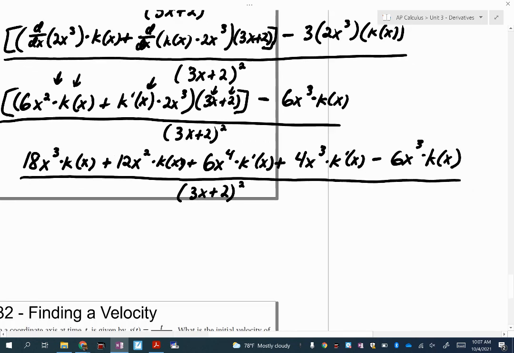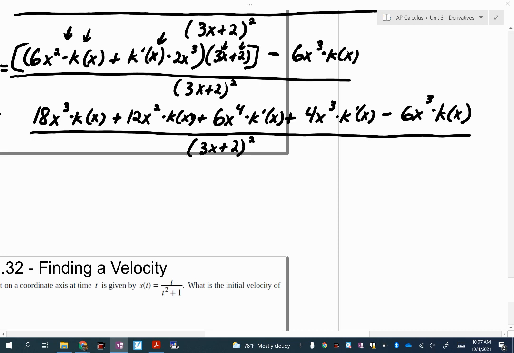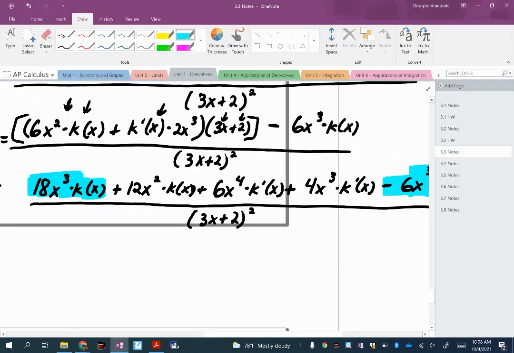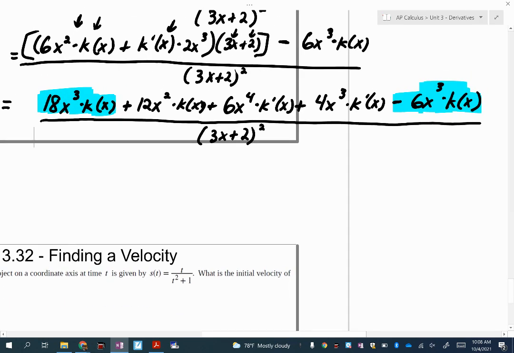Okay, I don't think I have any like terms. Let me just check. Oh, I might actually have some like terms here. Cool. So let's see. This one has x to the fourth power, so I'm going to write that first. Then I do have some x cubes, but I need to make sure they have the right k of x and not k prime of x. So it looks like the only like terms I have are going to be the minus 6x cubed k of x and the 18x cubed k of x. So those are going to be like terms. So I'm going to write the answer as 6x to the fourth power.